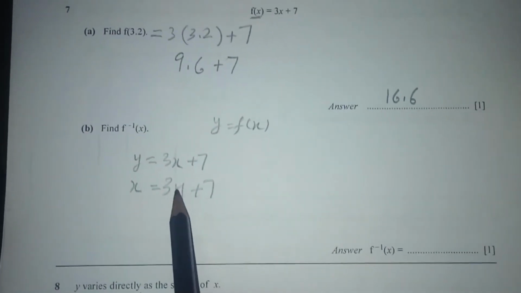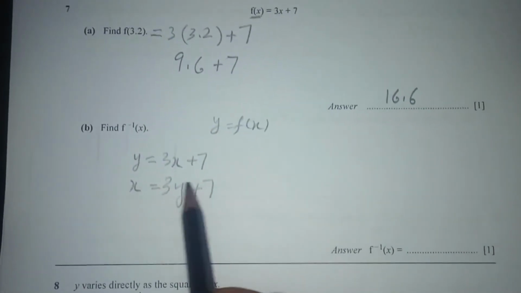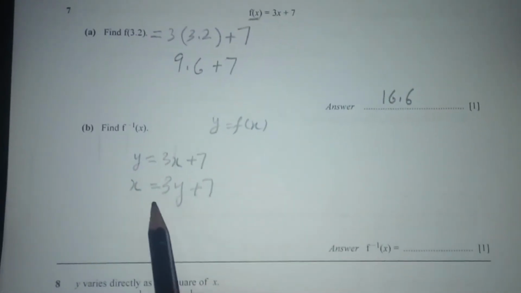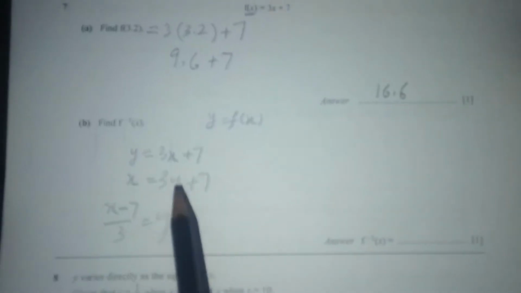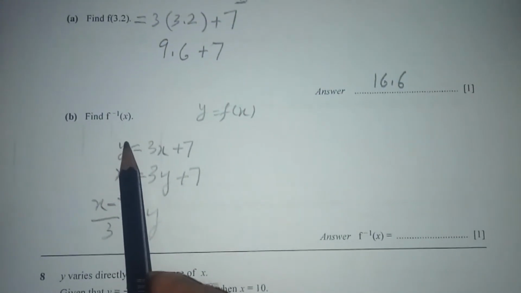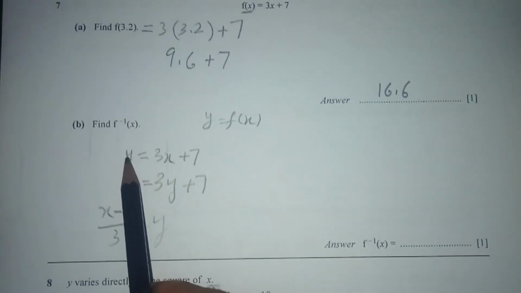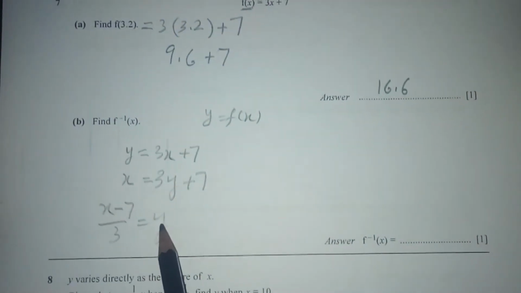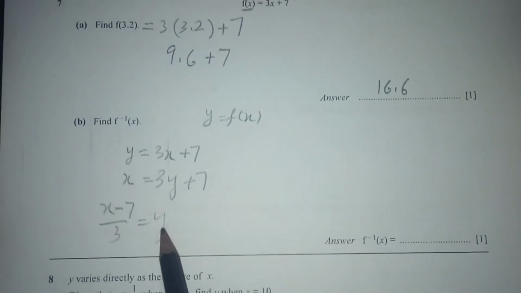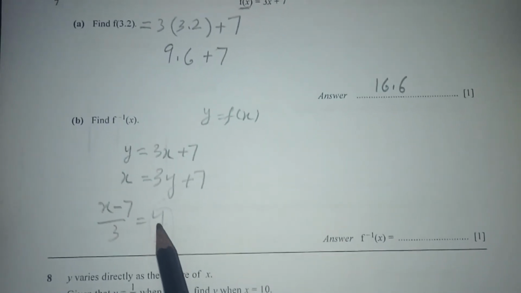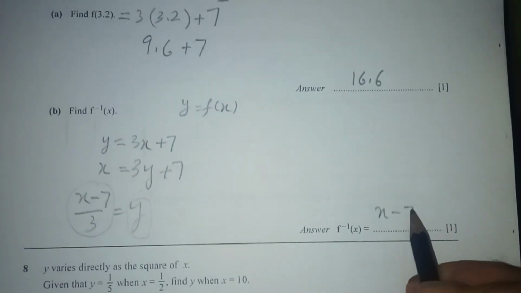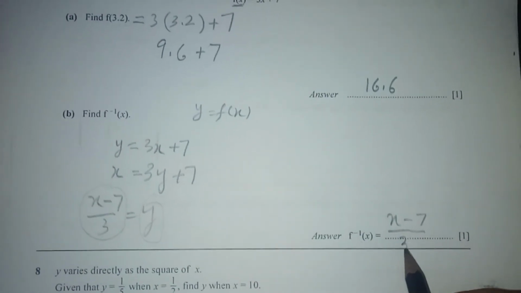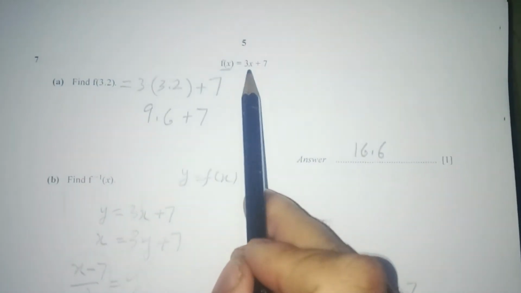Now we are going to make y again the subject of the equation. So bring this 7 over here, x minus 7, and then divide by 3. So this is y. This y at the start of the question represented f(x), but now this y, after finding the inverse, represents f inverse of x. So f inverse of x is (x minus 7) over 3.